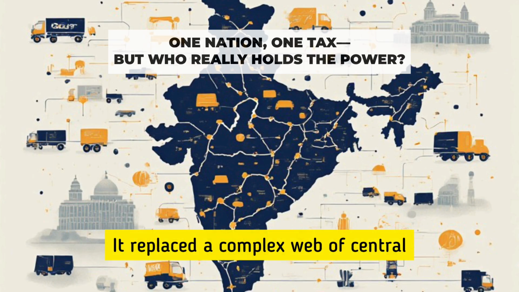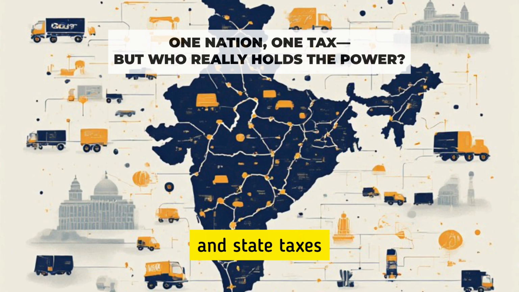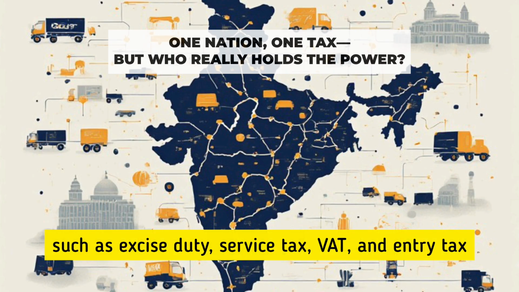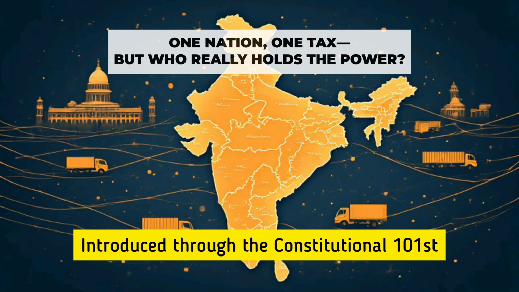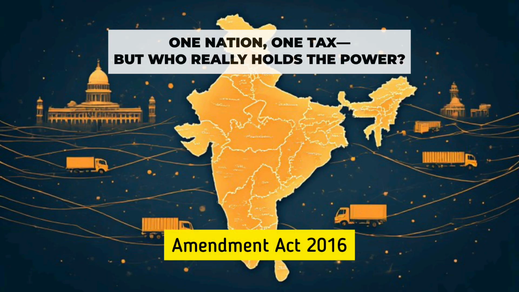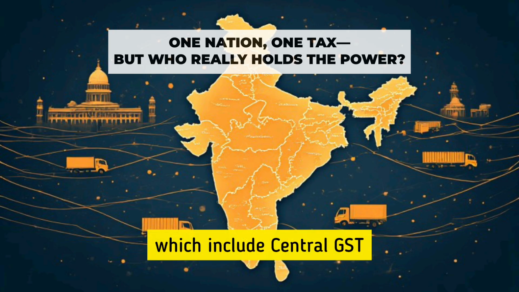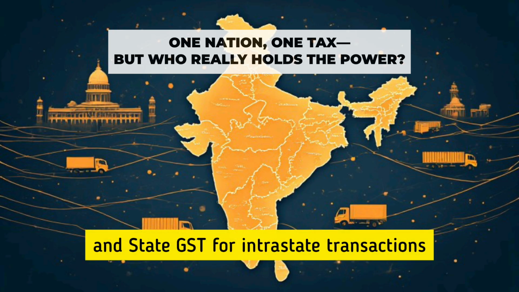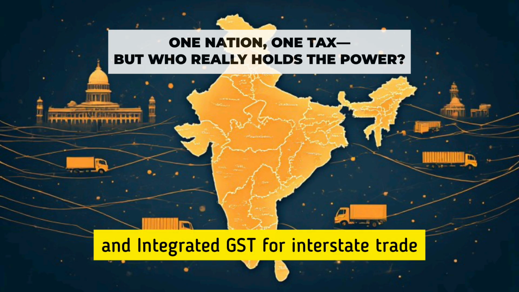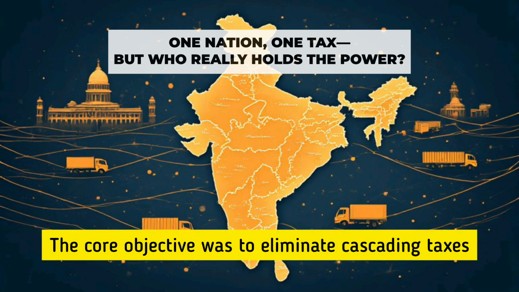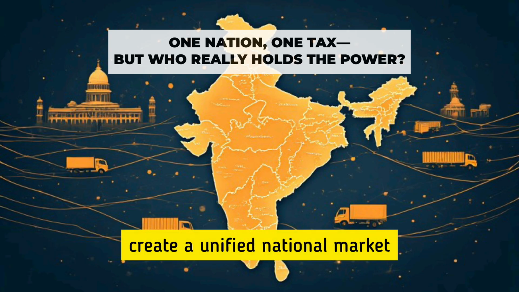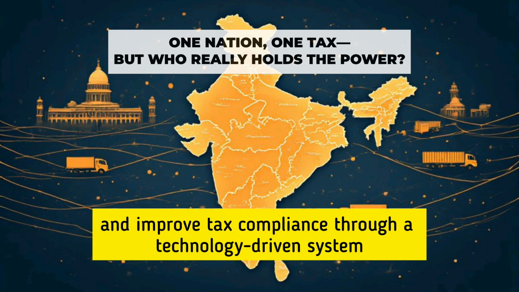It replaced a complex web of central and state taxes such as excise duty, service tax, VAT, and entry tax. Introduced through the Constitutional 101st Amendment Act 2016, GST created a dual structure which includes central GST and state GST for intrastate transactions and integrated GST for interstate trade. The core objective was to eliminate cascading taxes, create a unified national market, and improve tax compliance through a technology driven system.